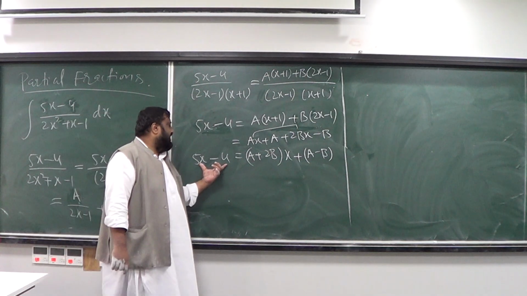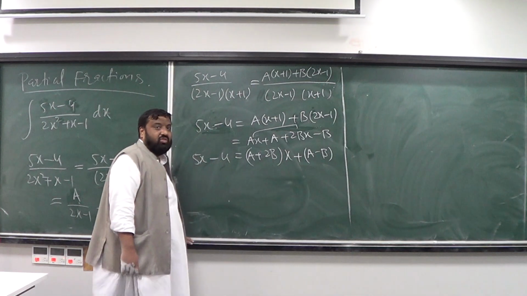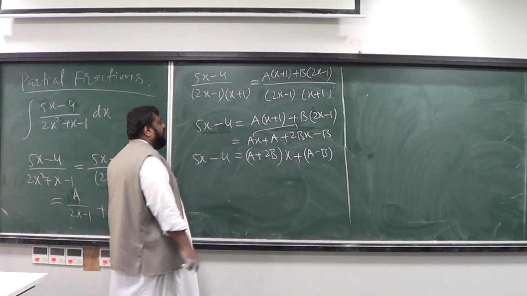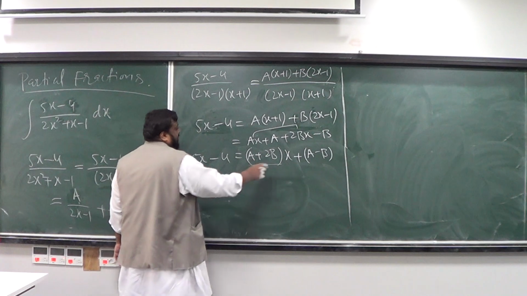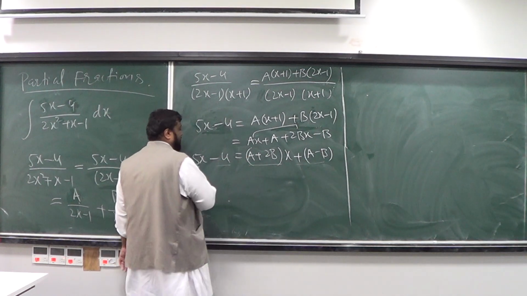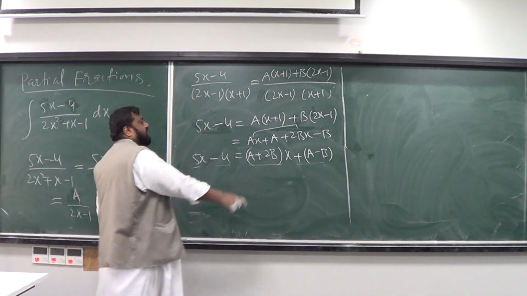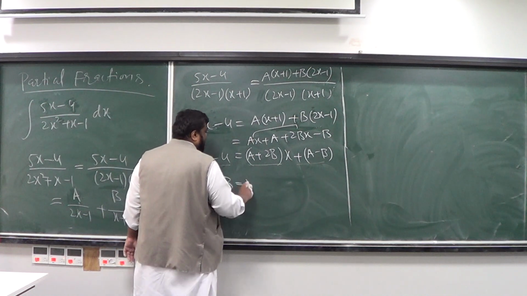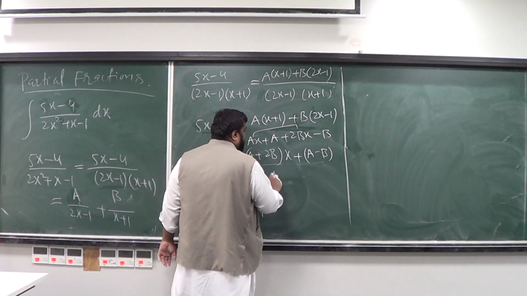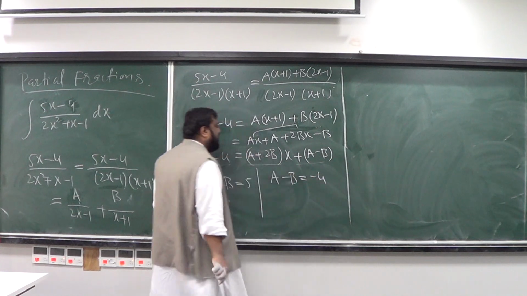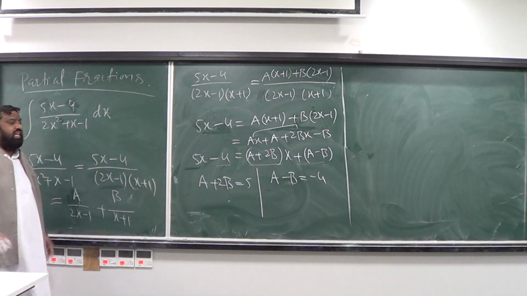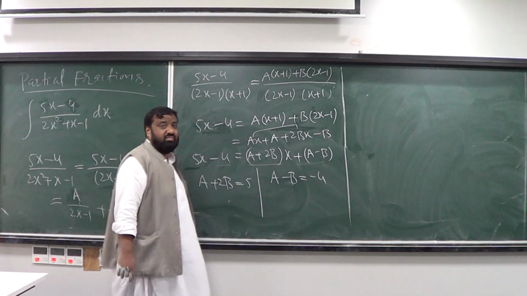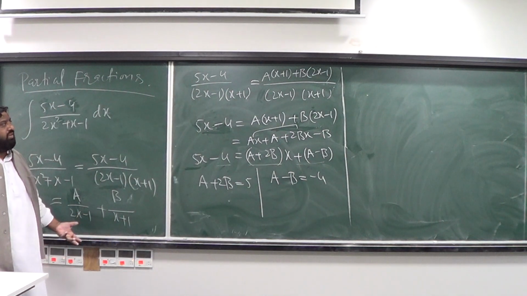Now I'm saying that these two polynomials are equal. So this is a linear polynomial and this is also a linear polynomial, and both are equal. Both will be equal if the coefficients are equal. This is equal to this and this is equal to this. So if you compare the coefficient of x with the coefficient of x, you're going to get A plus 2B equal to 5. And if you take A minus B equal to negative 4, then you have an interesting situation. So what you can do now is solve this system. Okay? Solve this system of equations.